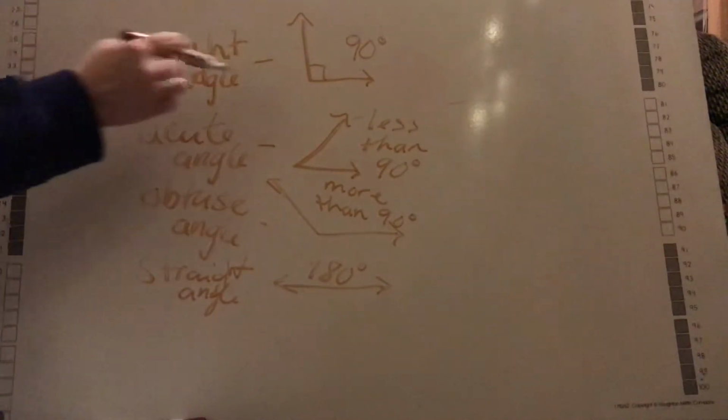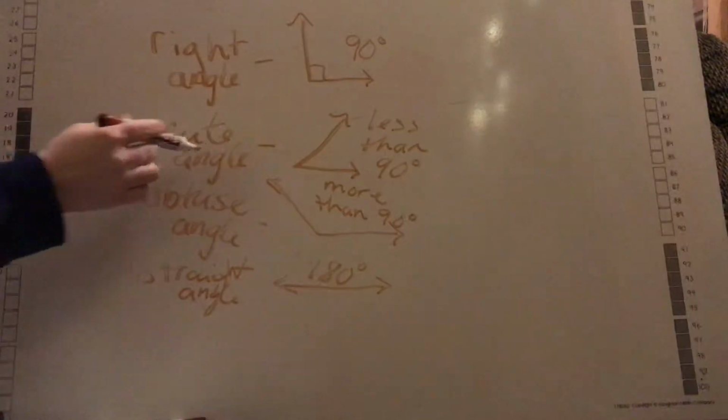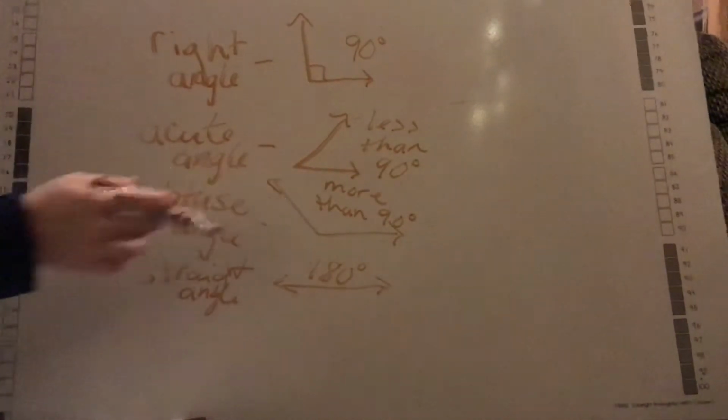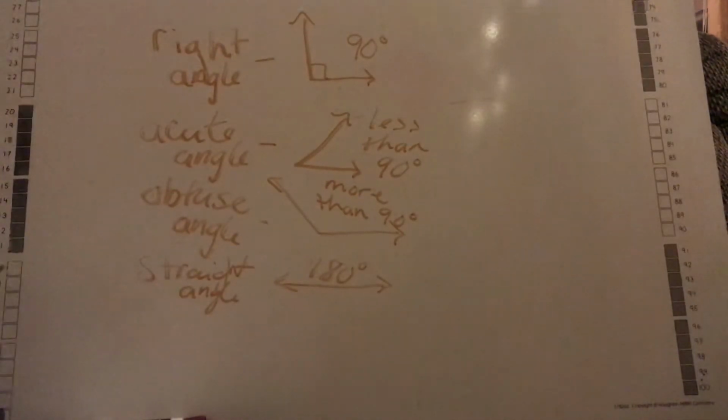So, right angle, 90 degrees. Acute angle, less than 90. Obtuse angle, more than 90. And a line is 180.